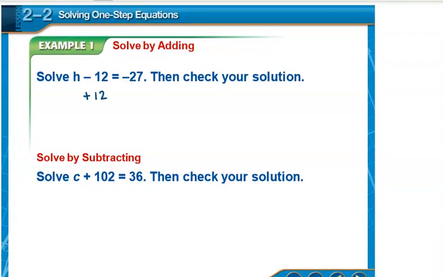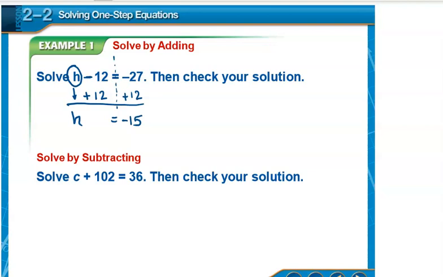And what I think about with this is I think, okay, here's my h. What needs to go away? The negative 12 needs to go away. How am I going to make it go away? I'm going to add 12 to it. So that turns into just an h. The equal sign, again, divides the left and right sides. I'm going to add 12 to this side also. So the addition property of equality says what you add to one side, you add to the other. The equal side comes down, and this is negative 15.